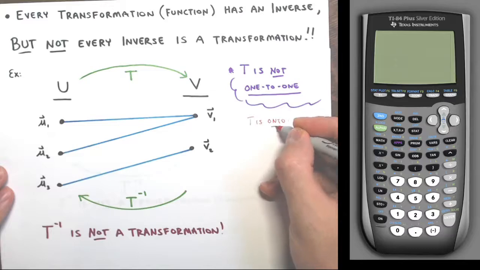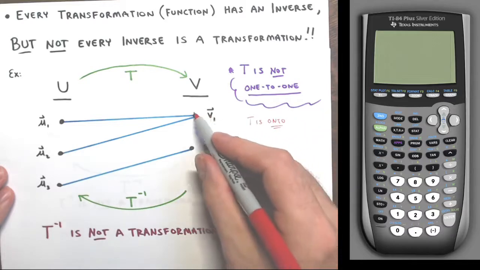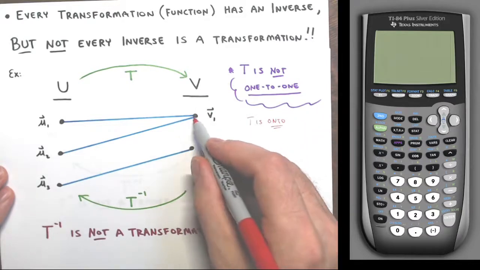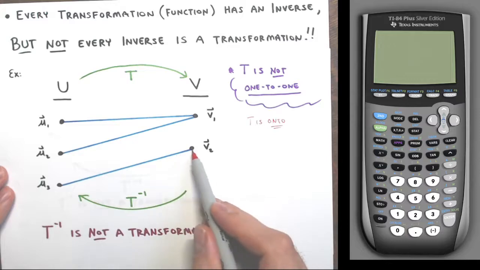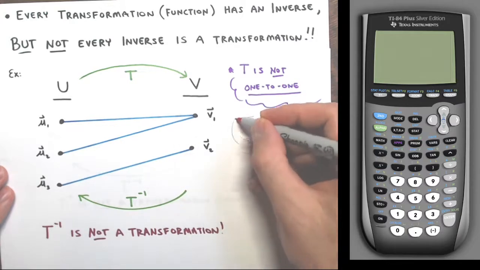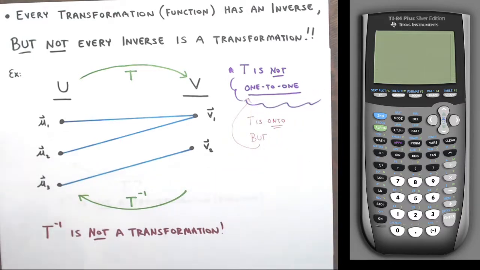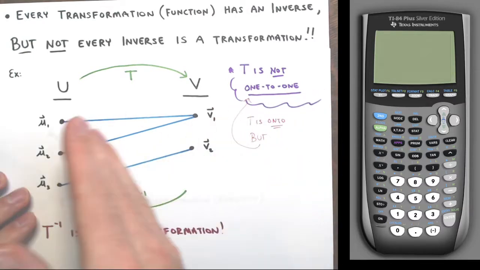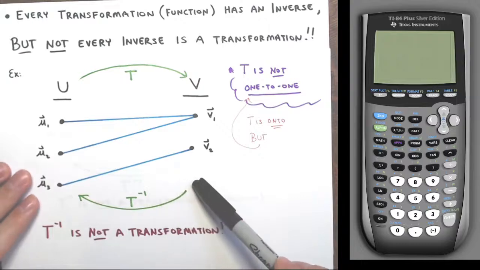Right? It's onto because every element in the codomain is mapped to. You see, there's a line going into both of these elements here. T is onto, but T is not one-to-one. Okay, now let's look at the reverse mapping. Right, this mapping we'll call T inverse. The big question is, is T inverse a transformation? Is T inverse a proper function?